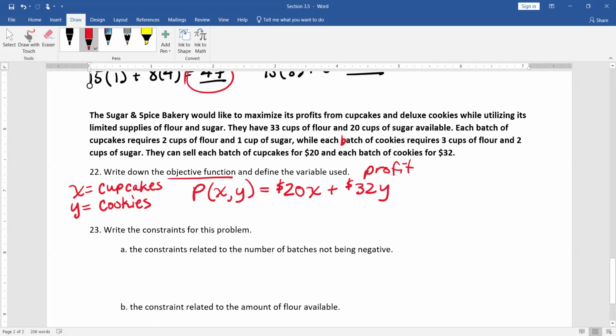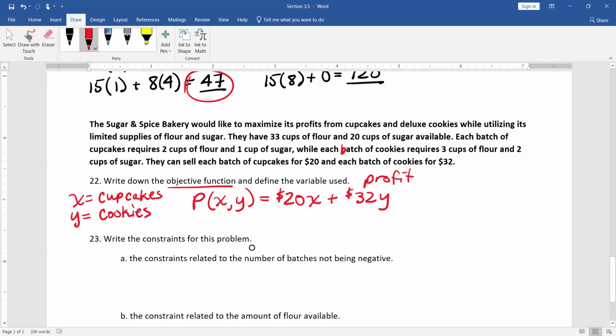All right, now we need to look at constraints. So when you think of constraints, you have to think of limits. And the limits are based on inequality. It means that I cannot use more than 33 cups of flour. And I cannot use more than 20 cups of sugar because that's all that I've got. So that's where these come into play.